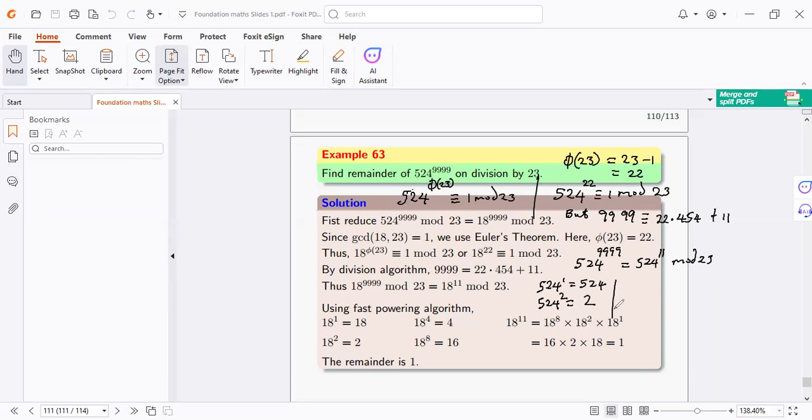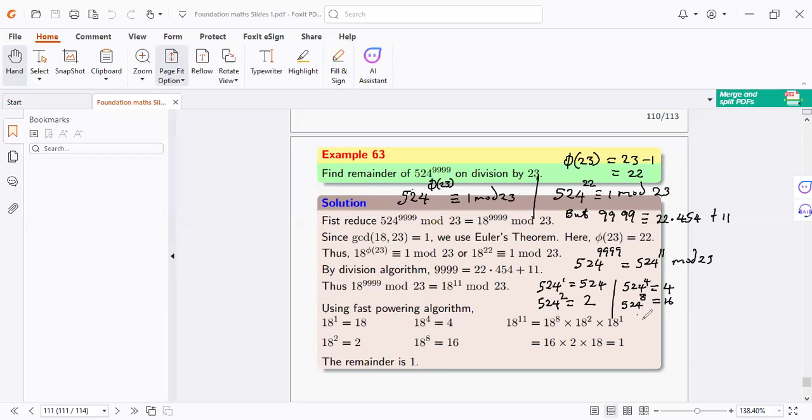Okay, so now I get 524 raised to 4 will be this 2 squared, which is 4. And then 524 raised to 8. How many times do I want to do it? I want to do it 11 times. So if I raise to 8, it will be 4 squared, which is 16. I think that is the last one, because I'm going to 11.